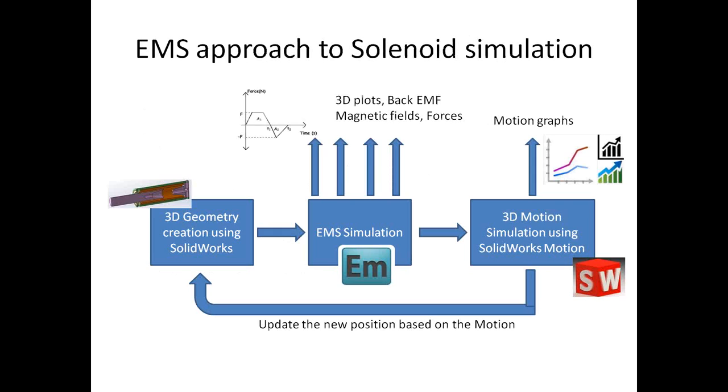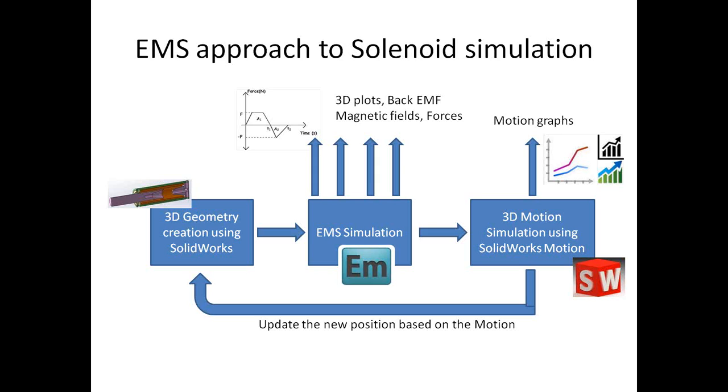And let's take a look at now the SolidWorks and EMS approach to solenoid simulations. Okay, so the 3D geometry is created using SolidWorks, and then we perform an electromagnetic simulation using EMS, which is a gold partner product of SolidWorks. EMS is capable of predicting the magnetic fields. It helps you to visualize the magnetic fields. It also helps you to understand some of the important quantities like forces, torques, etc. that arise due to this magnetic field. It helps you to also study the back EMFs, and 3D plots and so on.